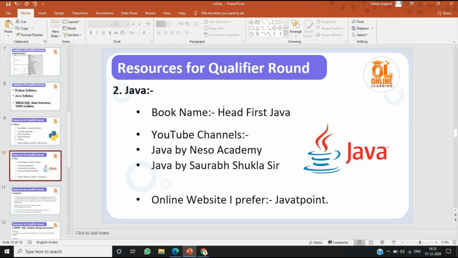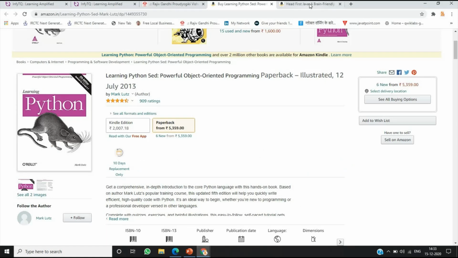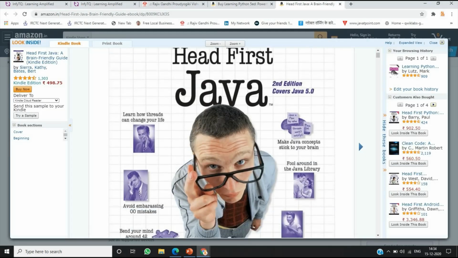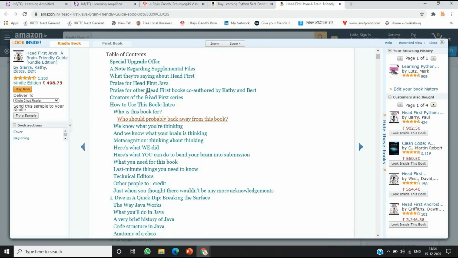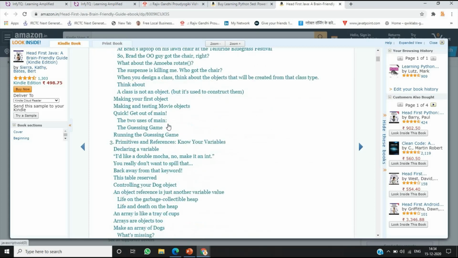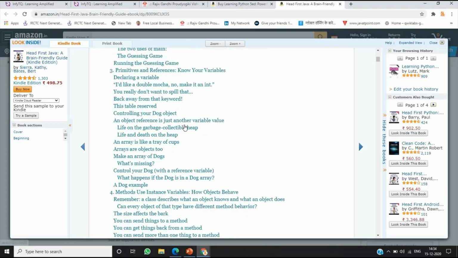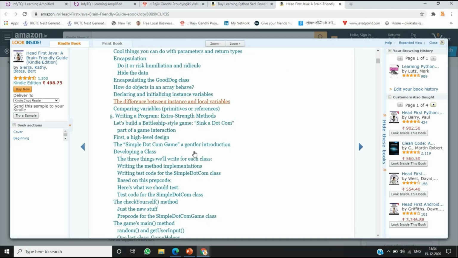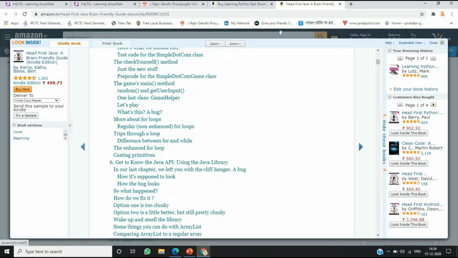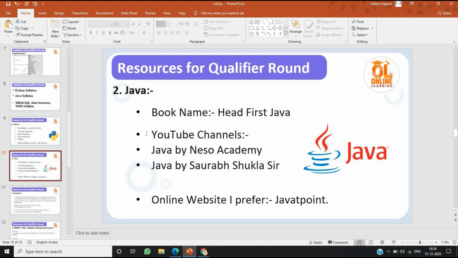For Java, I use Head First Java, meaning I did not choose Java as my programming language, my friend chose Java. So you can refer to the book called Head First Java. You can buy it officially on the Amazon website. You can see it is Head First Java, and there are so many Java topics: object oriented programming, data structure, Java is pass by value. This is a book for advanced as well as beginner candidates.